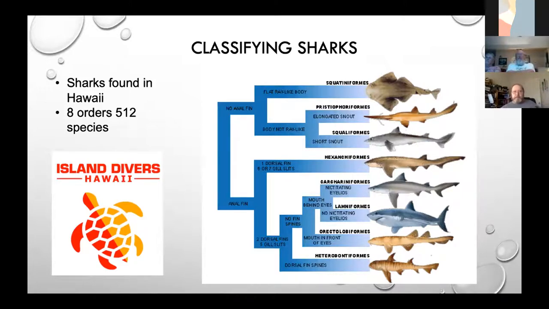Yeah, that's great. We can look at a whale shark and see that it's a whale shark, but it's fun to look at where they fall in the orders of these 512 species. So I thought that was really cool to take a look at.